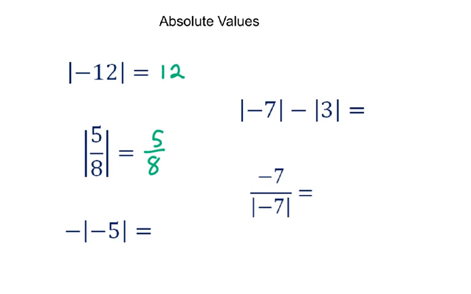If we have negative absolute value of -5, that's like having negative times +5 once we use the absolute value bars to evaluate what's inside. And you would do that first, following order of operations, because absolute value bars are considered a grouping symbol. So we end up with -5.